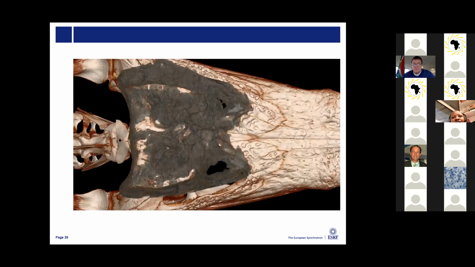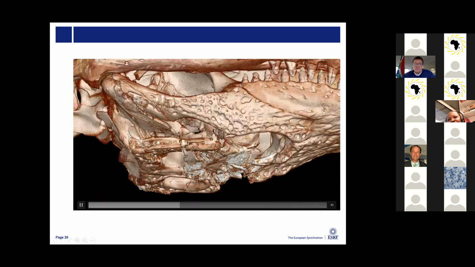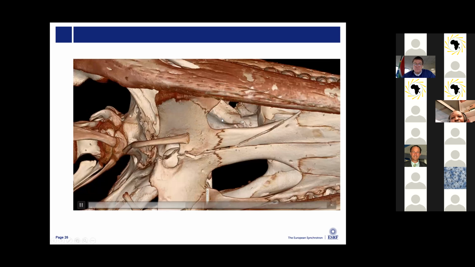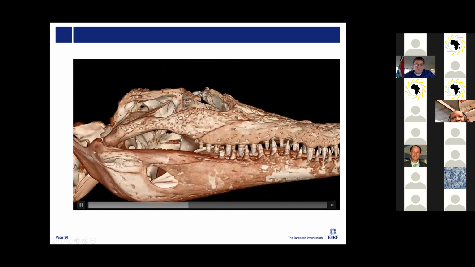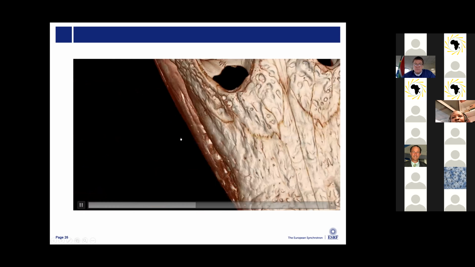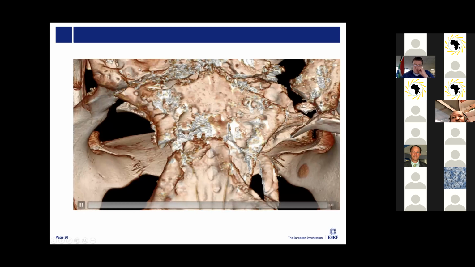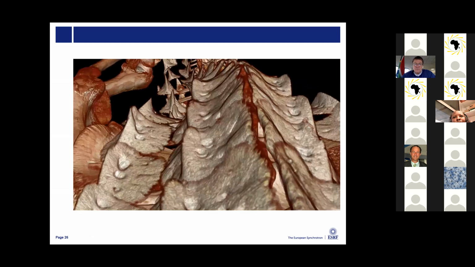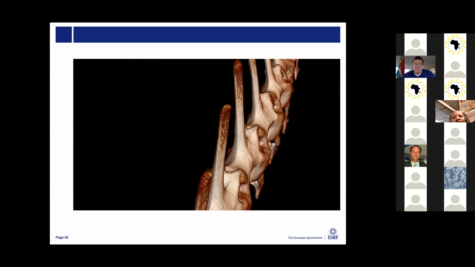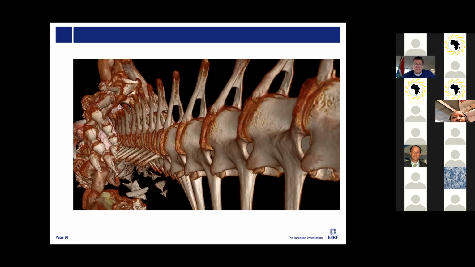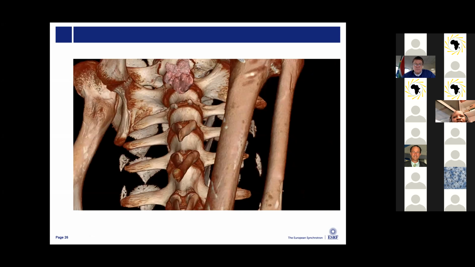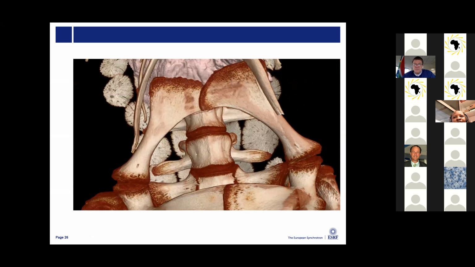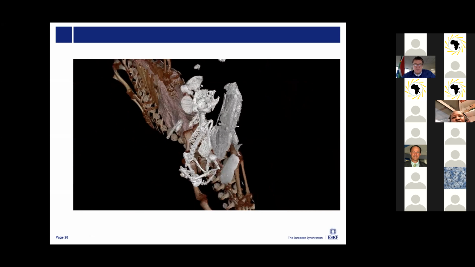Okay, so that's the probable cause of death. It was probably hunted this way by hitting on the skull, and when you go into the stomach, you find the contents of its last meal. And here are the contents of his last meal.